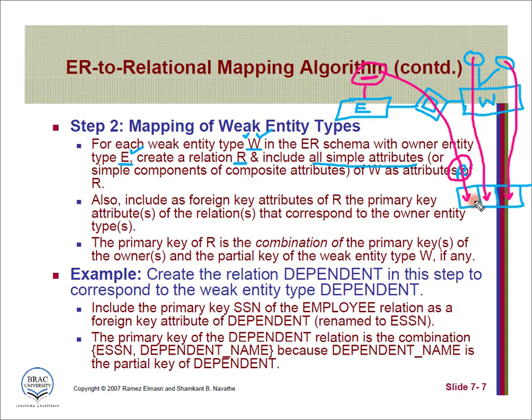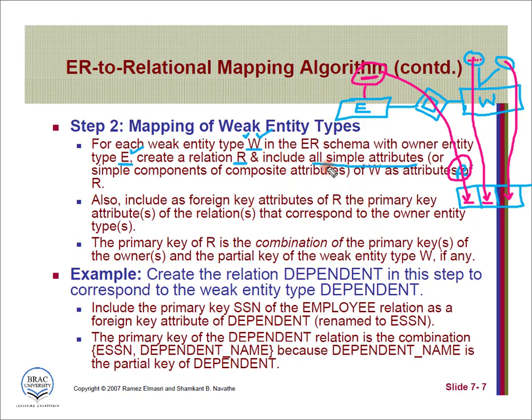So in this relation, what will be the primary keys? The primary keys will be this one and also this one. Say this is the partial key of this weak entity. So this attribute and this attribute, both of them will be the primary key of this relation. So this is how you can convert a weak entity.